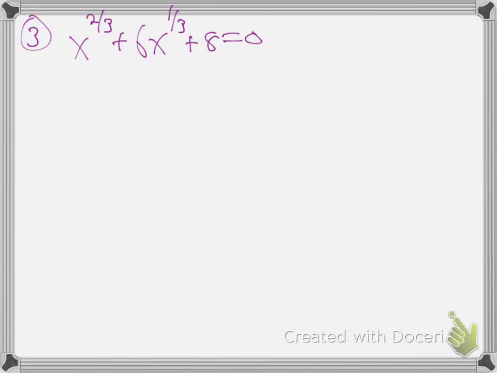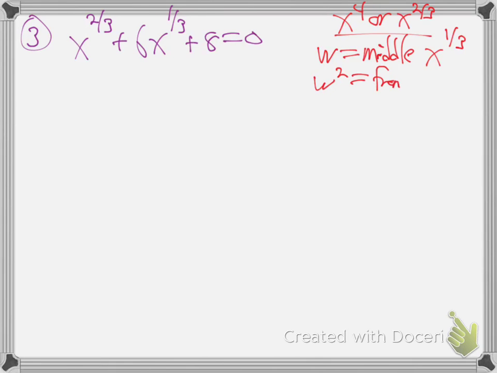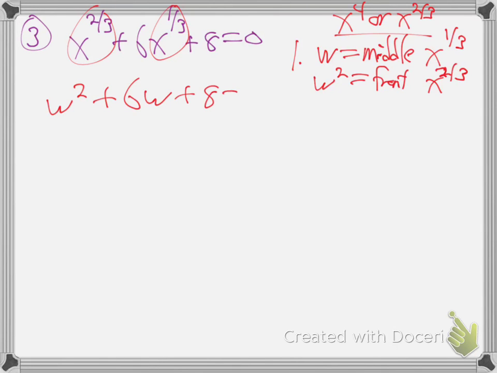Okay, so here we are on number 3. Now this is a weird one. Remember what we do when we have x to the 4th or x to the 2/3. Remember what you do is you let w equal the middle. In this case that's x to the 1/3. And w squared is the front, x to the 2/3, because that's twice as big. So this middle becomes w, and this becomes w squared. So we have w squared plus 6w plus 8 equals 0.